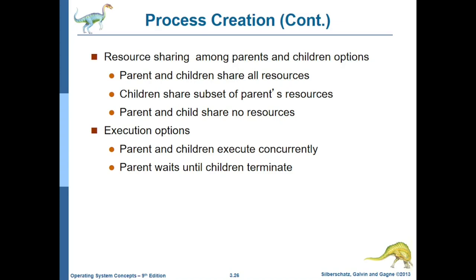Let's see the first one. Parent and children execute concurrently. Here, this means that both the parent and the child can run at the same time, either on a different processor or by switching between them. For example, if the parent creates multiple children, they can all run in parallel with each other and with the parent.